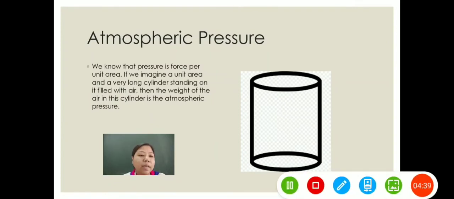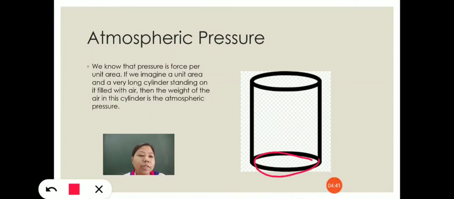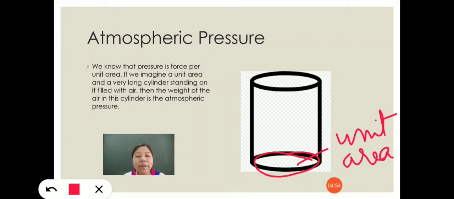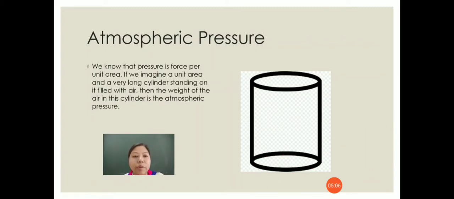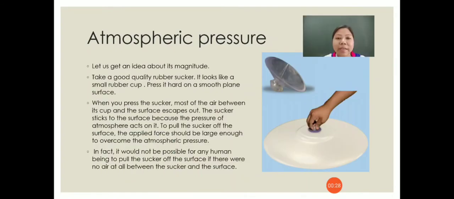Now, let us take that the area which the cylinder is covering is unit area. Okay, it is unit area, and the air which is present inside the cylinder is exerting pressure on that particular unit area. So, the weight of that air which is present in the cylinder is called the atmospheric pressure. Let us now get an idea about the magnitude of the atmospheric pressure with this example.